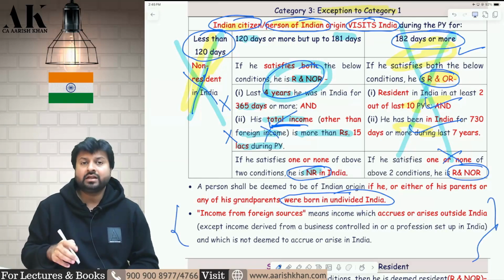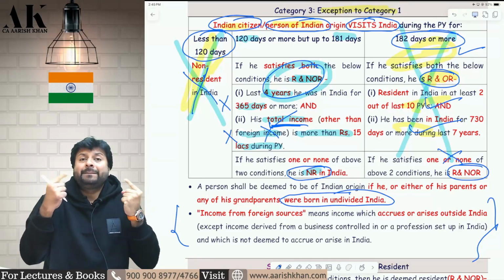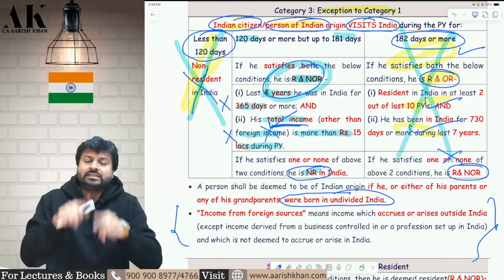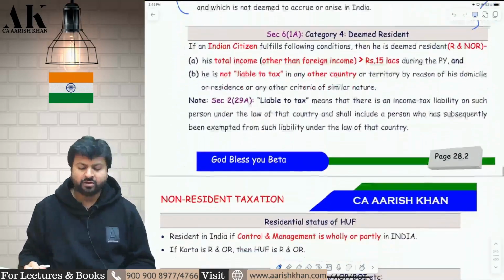That is mentioned over here. Foreign income will not include those incomes which are accrued outside India, but the business is controlled in India. A profession is accrued outside India, but set up in India, that will be considered as Indian income. You have to consider that in the column of 15 lakhs. I hope it is clear to all of you.